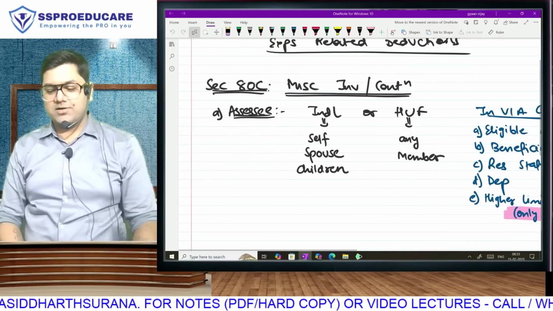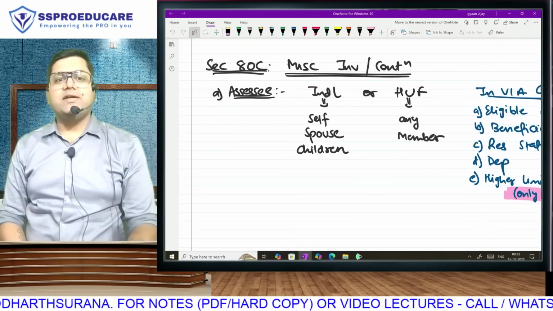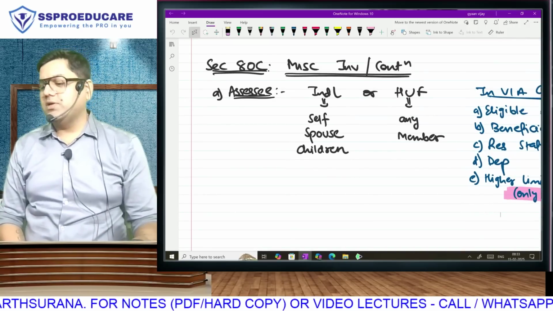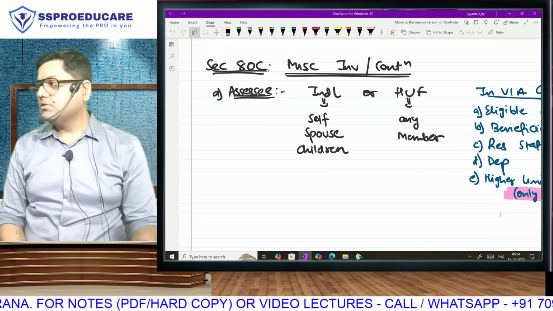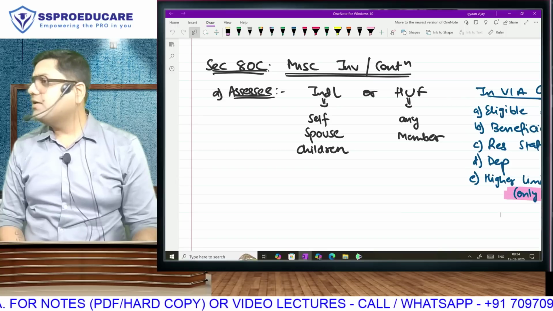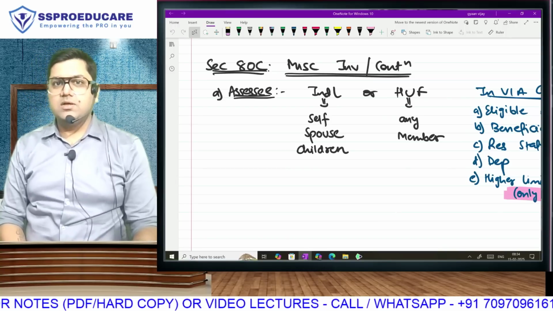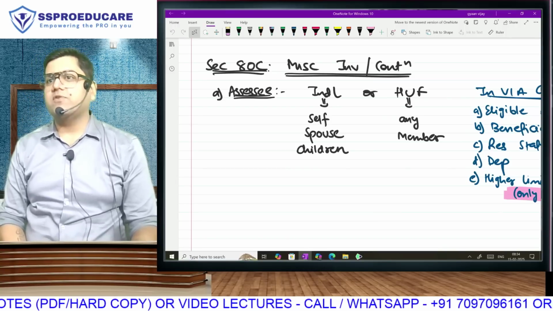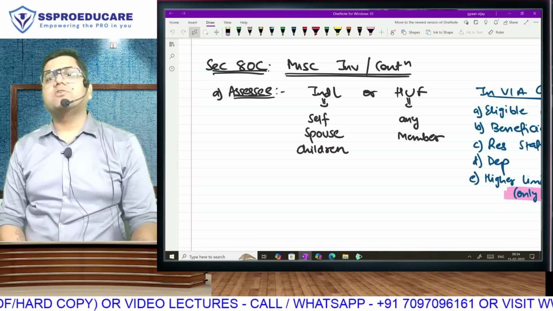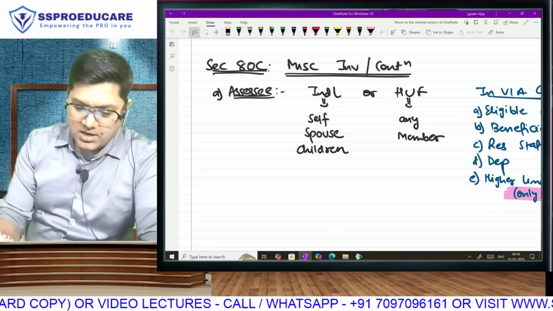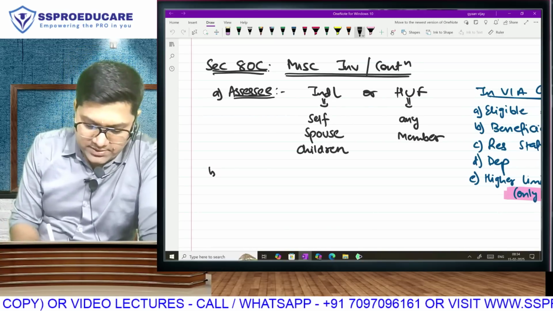Okay. Now coming back to 80C. The 80C deduction will be allowed for individual and HUF for making various types of contributions to safeguard your future, your family's future. In case of individual, if you've contributed for self, spouse, children, and in case of HUF, any member. How much deduction are you going to get?